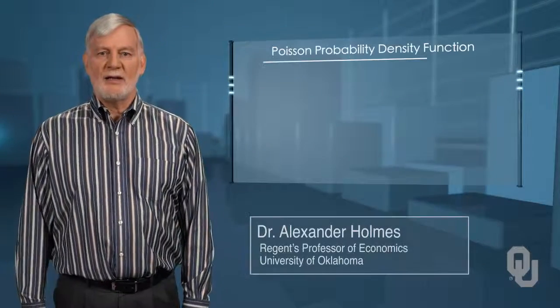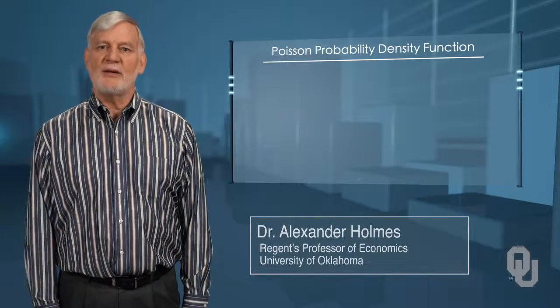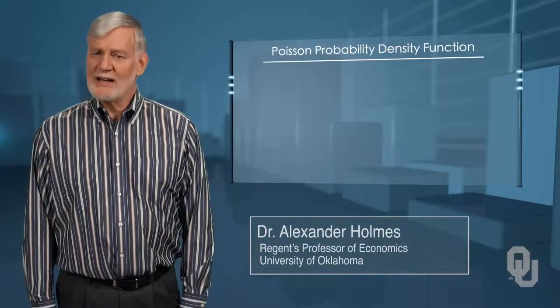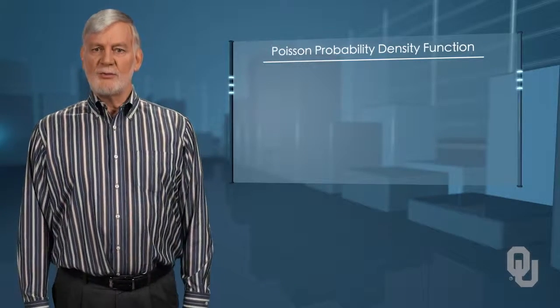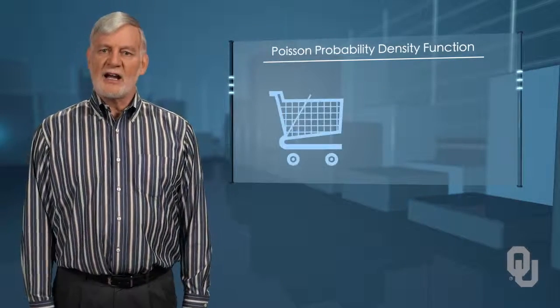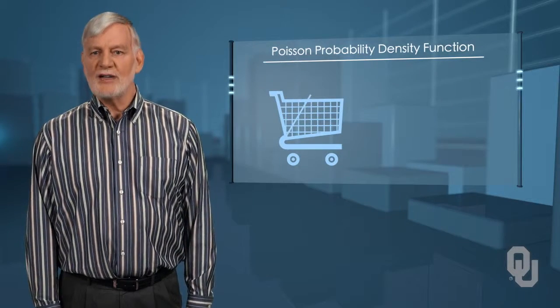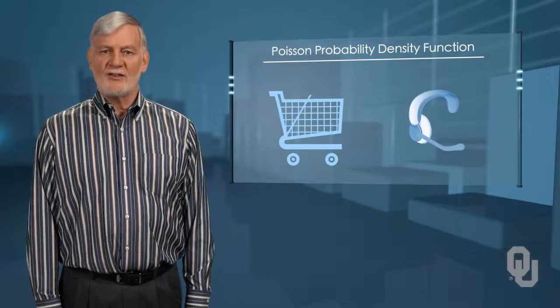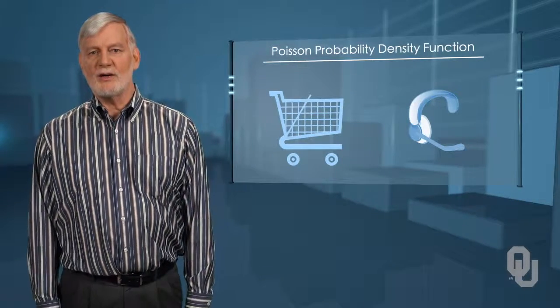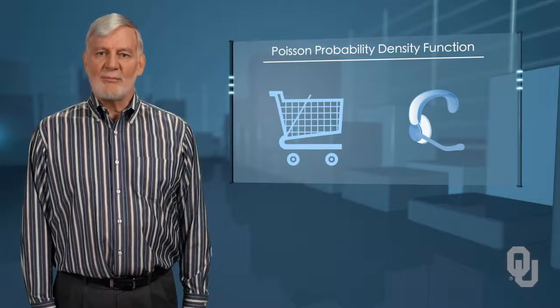Another useful probability distribution is the Poisson probability density function, or waiting time distribution. This distribution is used to determine how many checkout clerks are needed to keep a waiting time in line to a special level, how many telephone lines are needed to keep a system from overloading, and many other practical applications.